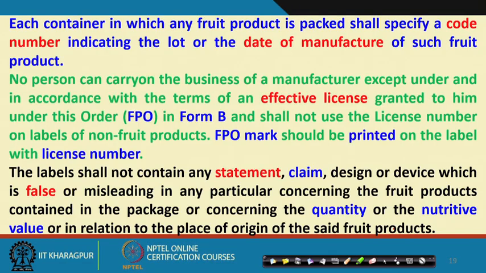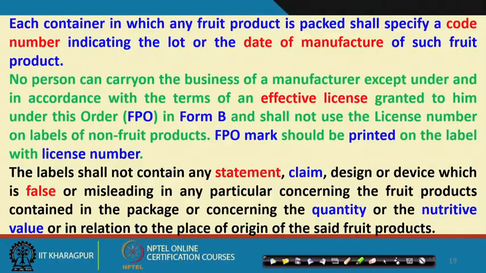So, you have a license for fruit products, maybe squash or some other thing, that is supposed to be made of the fruit. But if you are making a non-fruit product using the same license, that is not permitted, that is not acceptable. That is against the law, against the order. So, that should be kept in mind. The FPO mark should be printed on the label with the license number.